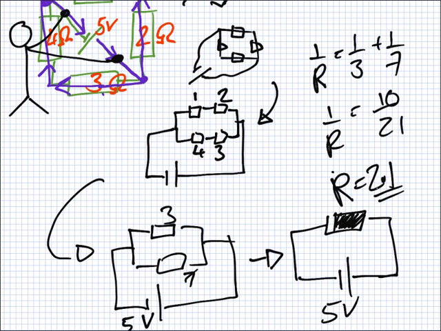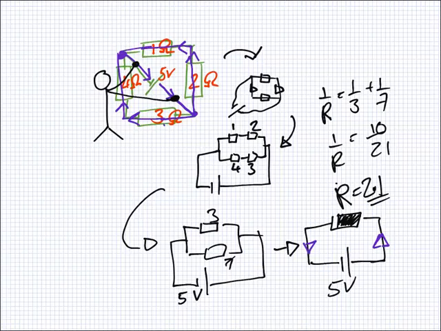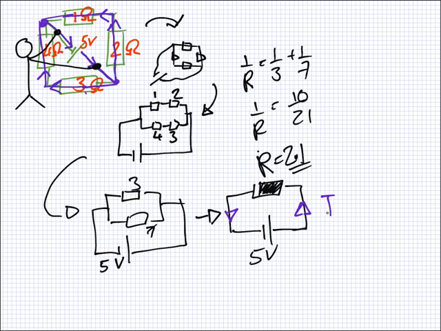Now, I know the R and I know the V, so can I get the I? Yeah. I use the triangle. So the I is V over R. So what is that? 0 point something? What is it? 2.38 amps. Gotcha. Like this.